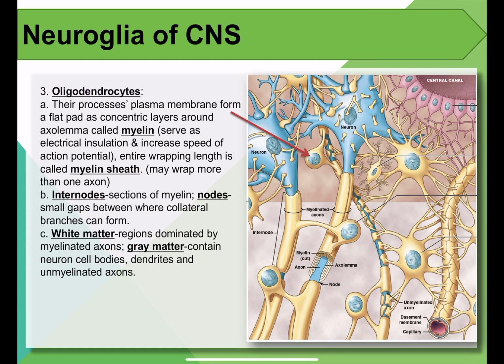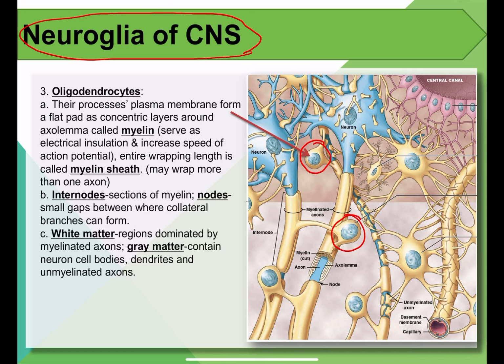Okay, so the third type of neuroglia in the central nervous system are the oligodendrocytes. These are the yellowish looking cells here. They form wrappings around the neuron's axon. Now, don't mistake these for Schwann cells. From what we learned in lab, Schwann cells are only present in the peripheral nervous system. We're still talking about neuroglia of the central nervous system, and the central nervous system version of Schwann cells are oligodendrocytes.